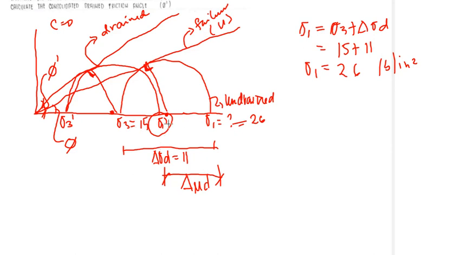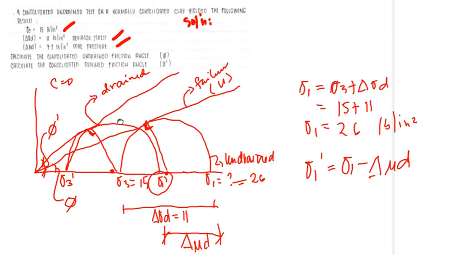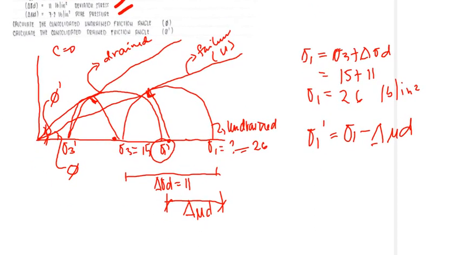Ayan, yan yung pore pressure natin dito. So, masasolve natin yung ating sigma 1 prime, yung effective maximum stress natin. So, yung sigma 1 prime natin, that is equal to yung sigma 1, which is 26, minus yung value nung ating pore pressure, which is given dito sa ating problem, that is equal to 7.2. So, yung sigma 1 prime natin, that is equal to 26 minus yung value natin dito, which is 7.2.